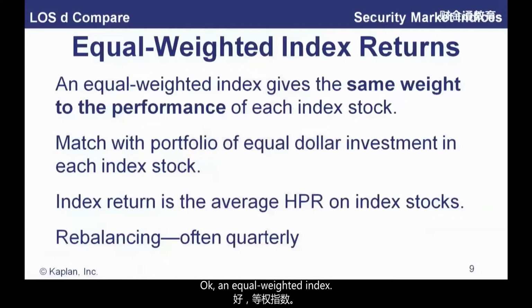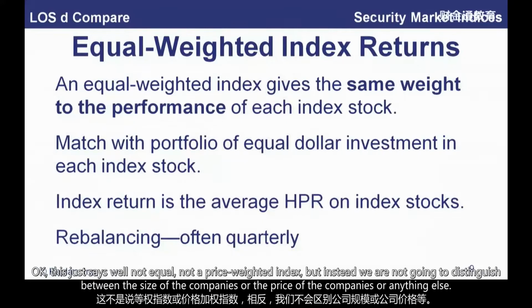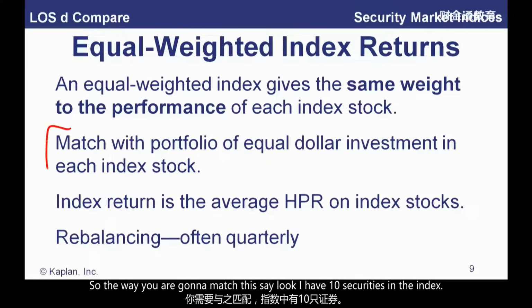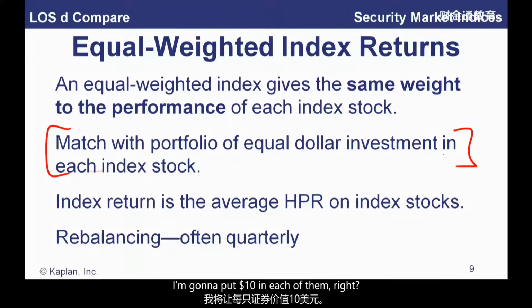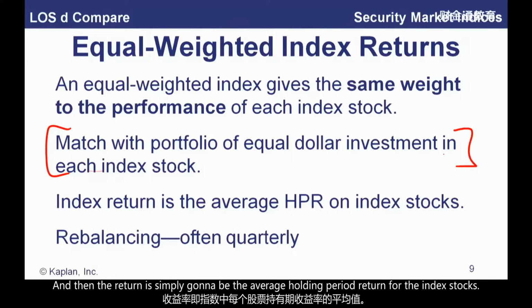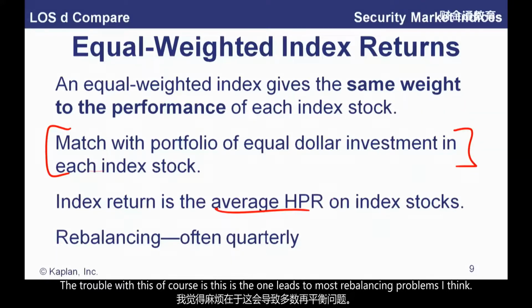Okay, an equal weighted index. This is not a price weighted index. Instead, we're not going to distinguish between the size of the companies or the price of the companies or anything else. We're going to allocate an equal weight to each of the securities. So the way you would match this is you'd say, there are 10 securities in the index, so I'm going to put $10 in each of them, right? You're going to have an equal dollar amount invested in each of the index securities. Then the return is simply going to be the average holding period return for the index stocks. The trouble with this, of course, is that it's the one that leads to the most rebalancing problems, I think.